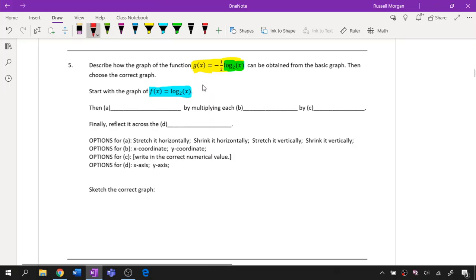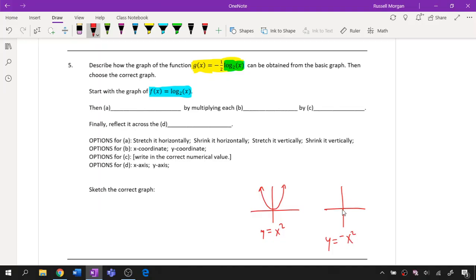Even if you don't remember what the graph of an original log looks like, let's think about what numbers do to some function we should really know. If we think about the good old parabola, y equals x squared, what happens when you have a negative out front, and what happens when you have a 1/2 out front? Well, let's see what the negative does, and then what the 1/2 does. I'm doing it in that order because that's the order I read it from the equation.